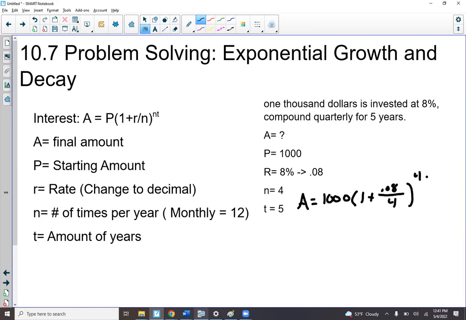to the N, which is 4, times T, which is 5. So a little bit of math: 1,000 times, this is 0.08 divided by 4. What's 8 divided by 4? 2, so it's going to be 0.02. So it's 1.02 to the 20th power, because 4 times 5 is 20.